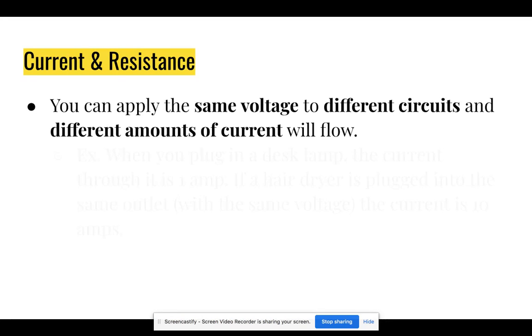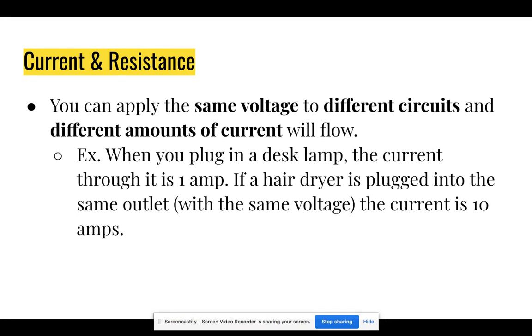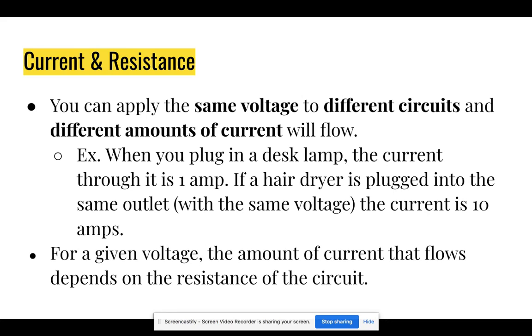Says you can apply the same voltage to different circuits and different amounts of current will flow. Says, example, when you plug in a desk lamp and the current through it is 1 amp, if a hair dryer is plugged into the same outlet with the same voltage, the current is 10 amps. So different amounts of what they call resistance will change the amount of current that goes through. So for a given voltage, the amount of current that flows depends on the resistance of the circuit.